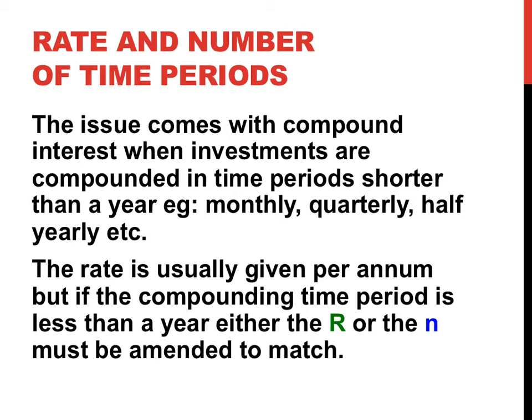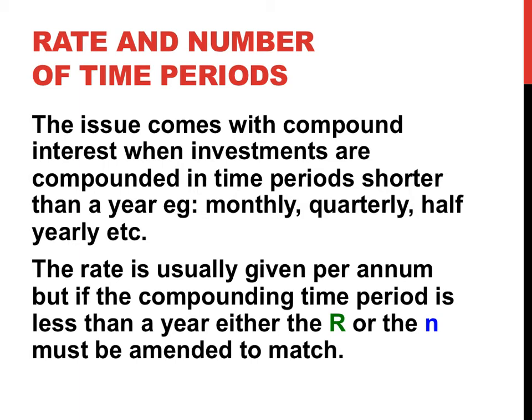The issue is that the last question was fine because we were compounded annually. My rate was annual and my compounding time periods were annual. But the issue comes when the investments are compounded in time periods shorter than a year.